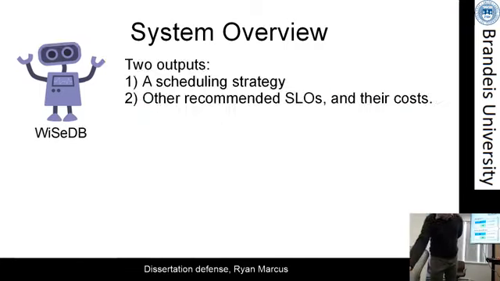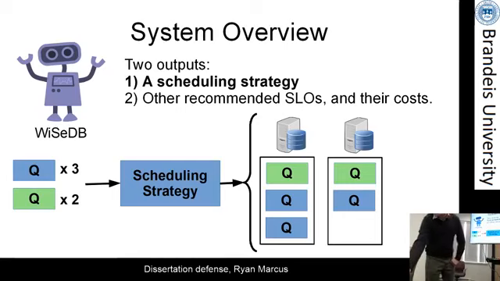So WiseDB produces 2 outputs. The first thing it produces is a scheduling strategy. And the scheduling strategy says, okay, user, if you give me 3 blue queries and 2 green queries, I'm going to feed those into a scheduling strategy, and then out will pop a full cloud resource deployment. So I will tell you how many virtual machines you should have, where you should put each query, and in what order you should execute those queries.